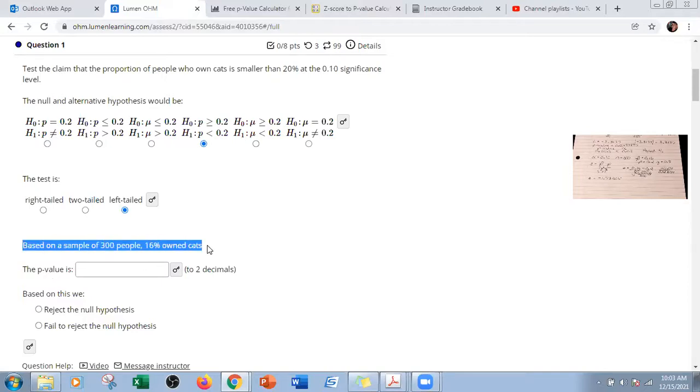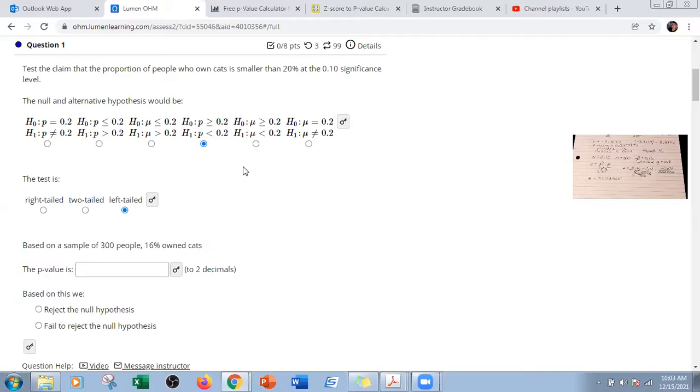Yeah, and it's because we are told that we have a sample of 300 people, and we found that 16% of those people who are sampled have cats. So that's your p hat. That's your sample proportion. So good. And then your P would be the 20%. Okay, that makes more sense. All right, thank you. You're very welcome.